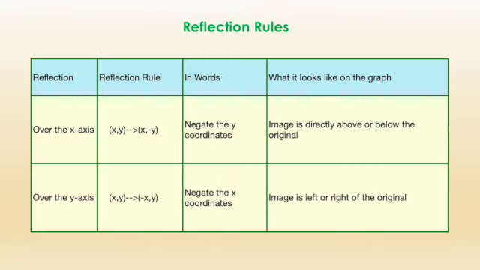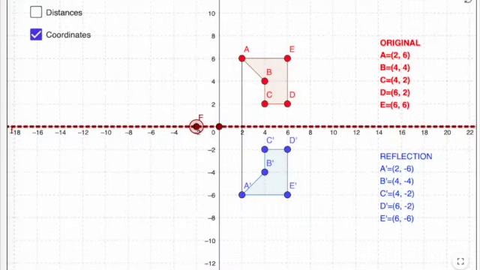So reflection rules are quite simple. If we are reflecting over the x-axis, we'll negate the y coordinate and make (x, y) into (x, -y). And if it is over the y-axis, we'll negate the x coordinate, so it becomes (-x, y). Okay, to explain it further, I am going to use a resource from GeoGebra.